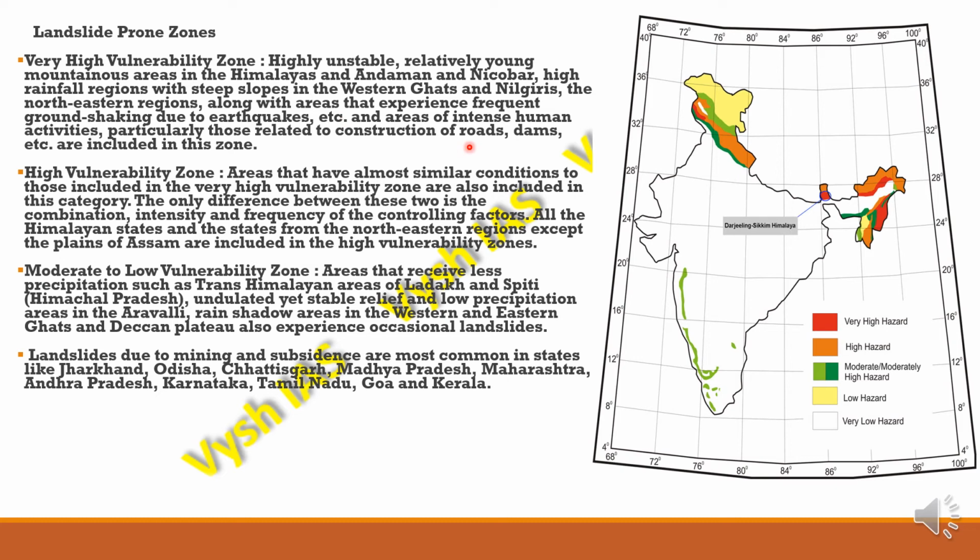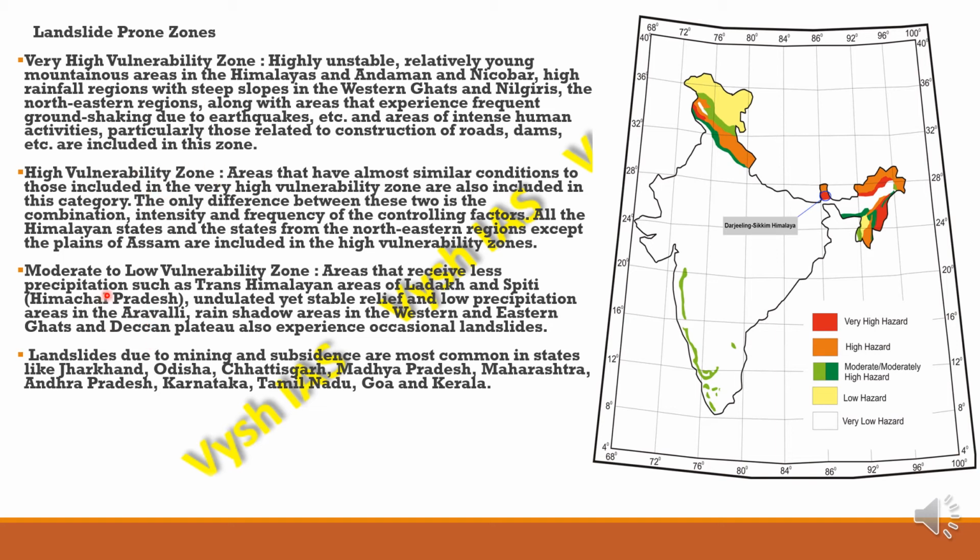So areas of intense human activities, particularly those related to construction of roads and dams, are all included in the very high prone zones. Then in the high zones we have areas which have similar conditions to the first one, and the only difference between the two is the combination, intensity and frequency of the controlling factors. So all the Himalayan states and the states from the northeastern regions, except the plains of Assam, are included in the high landslide prone zone.